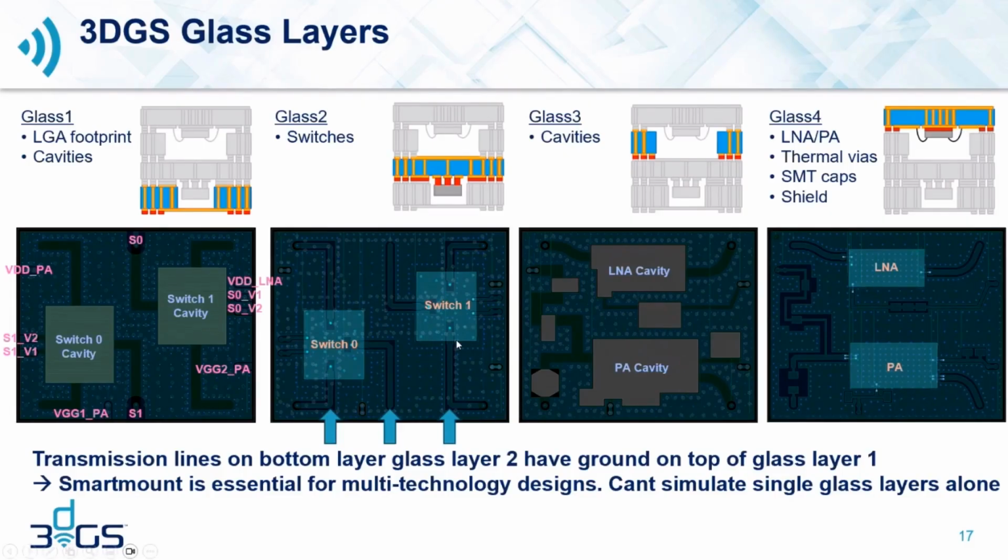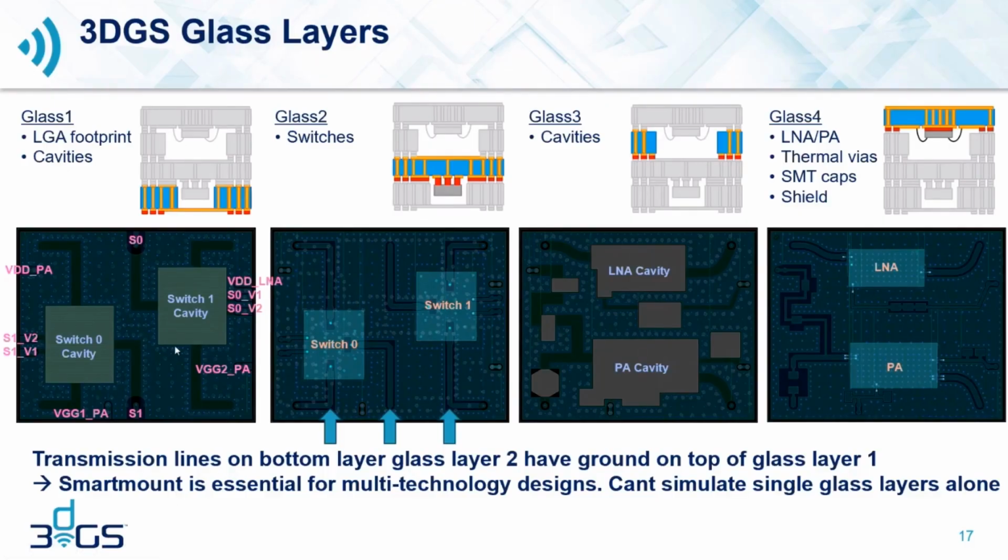And simulating each of these individual layers by themselves is not sufficient. We need to be able to assemble these glass layers together and provide EM simulations of the full stack together. Key way to look at this is these transmission lines on glass layer 2, they will couple to the ground layers on glass layer 1. So all those electromagnetic effects need to be incorporated into a full module RF Pro simulation. So 1 plus 1 doesn't always equal 2 here.